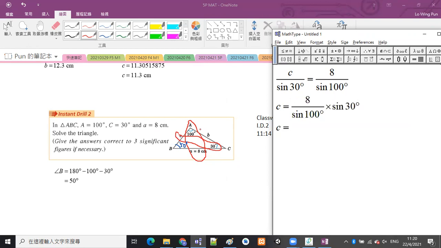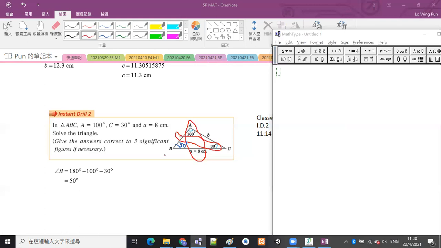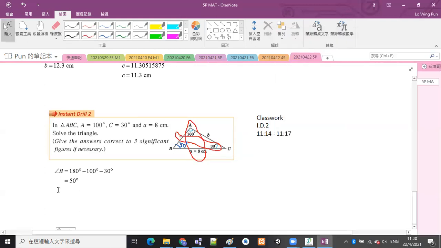Okay, and then use the calculator. Should be 4.06 something. Okay, 4.06706448. When it is correct to 3 SF, it should be 4.06 cm. Can you get this number?